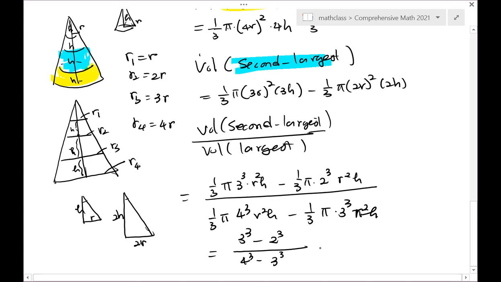If you want to simplify it, I'm going to double check. I have to do a computation. I don't know the answers. Okay. 3 cubed is going to be 27 minus 2 cubed is 8. So the top one is 19. Then 64 minus 27, so 37. I think that is the correct answer. It's a pretty strange number.